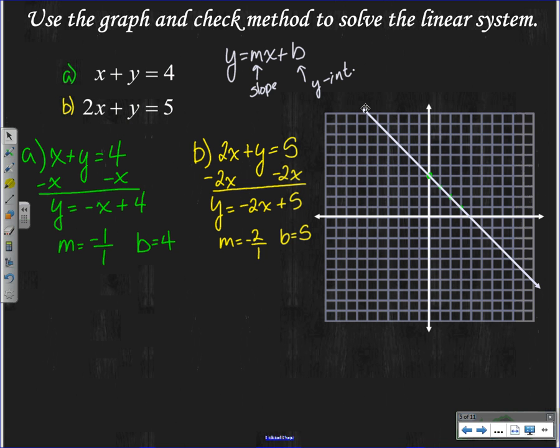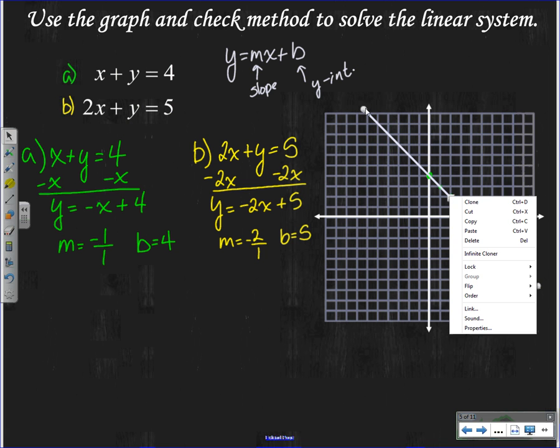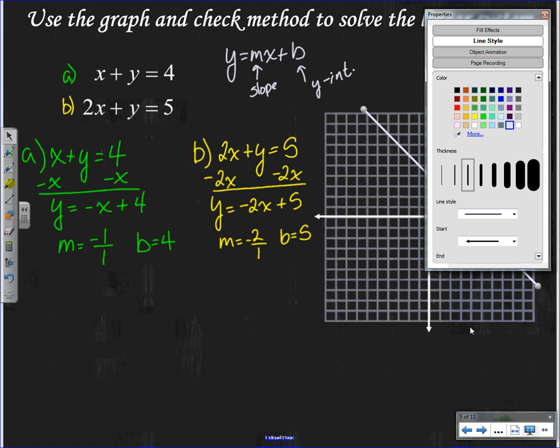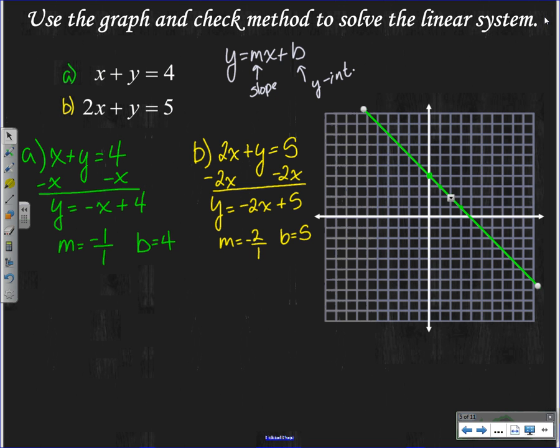So let me go ahead and change this line right now for you. We know that one was supposed to be green, right? So there we go, green. And then let's go ahead and do the yellow one here. So we're going to go up to 5: 2, 3, 4, 5. And my slope this time is down 2 over 1. 1, 2 over 1. 1, 2 over 1. And you know, we can also go up 2 and back 1 if we wanted to. Okay? So let's get a line again.